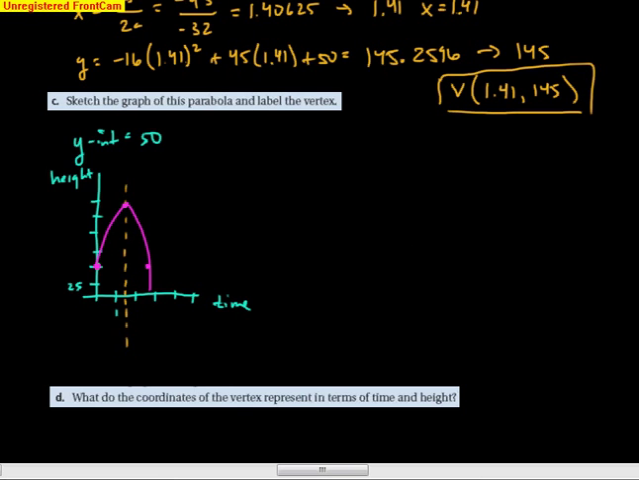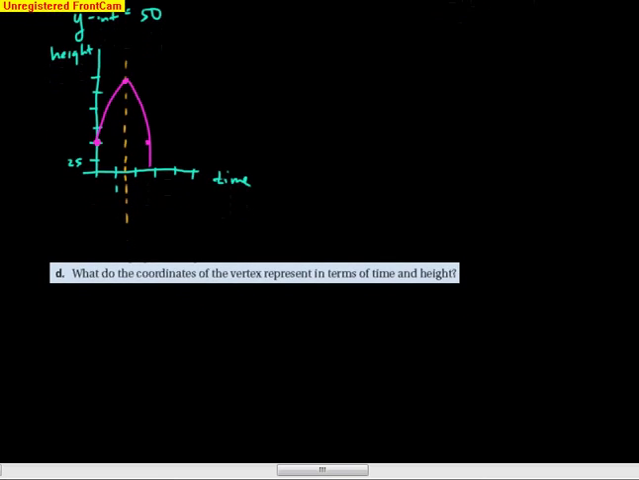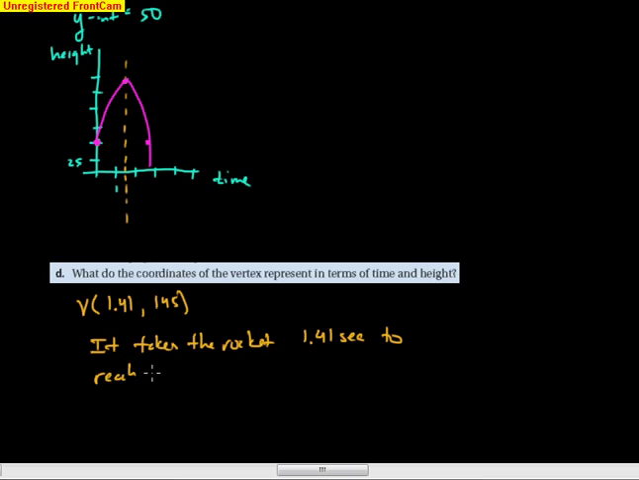And then it says, what do the coordinates of the vertex represent in terms of time and height? Well, remember that the vertex is 1.41, and then we got 145. So what does this mean? This means it takes the rocket 1.41 seconds to reach a maximum height of 145 feet.